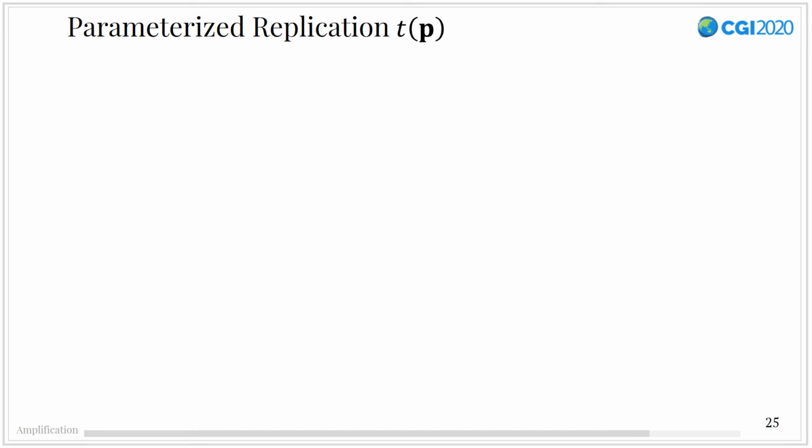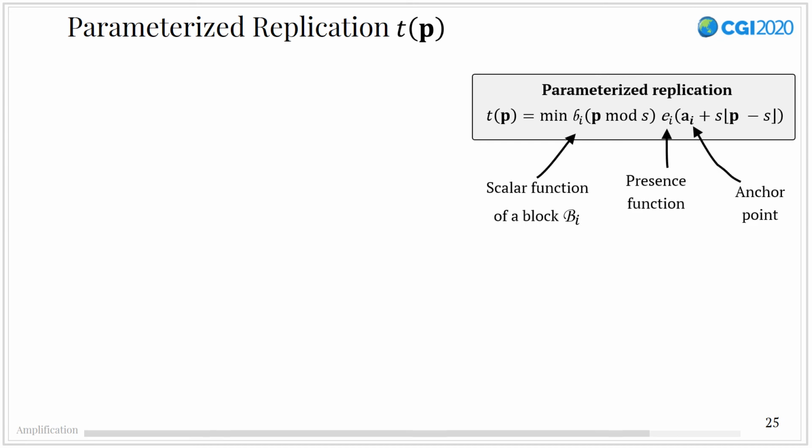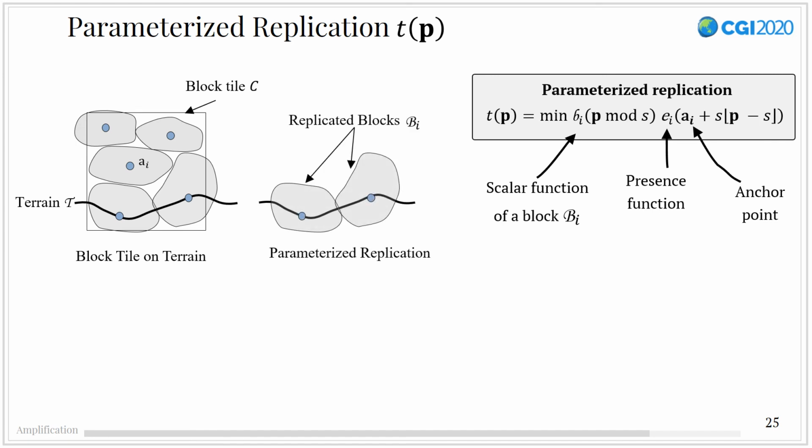Therefore, we extend the concept of infinite replication and add control for choosing where the primitives should be replicated. We introduce a parameterized replication operator based on a presence function E that evaluates whether a block Bi should be replicated or not. An anchor point is used to evaluate the presence function E. Using this formula, a block is replicated if and only if its anchor point ai satisfies E of ai equal to 1.